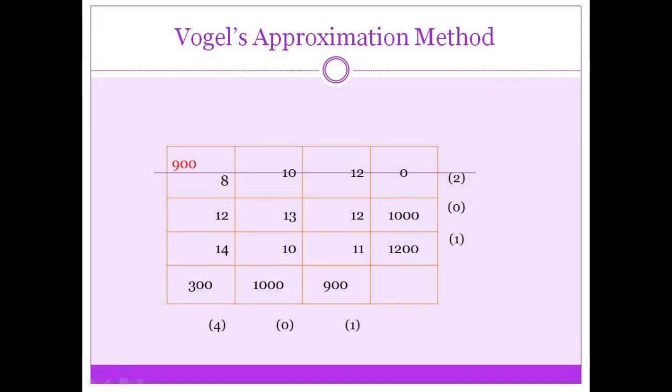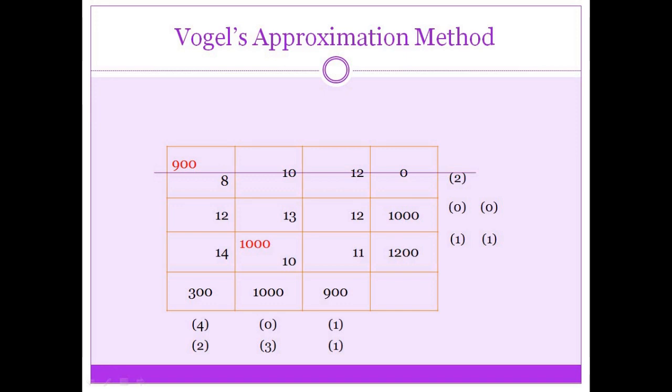Next, we again need to find the penalties for the remaining rows and columns. The highest among them is 3, corresponding to the second destination. In that column, the least cost corresponds to the cell (3,2). So, we are going to allocate this cell now. Again, by comparing the corresponding demand and supply, we may allocate 1000 units to it. The supply and the demand reduce to 200 and 0 respectively in the corresponding source and destination. After this allocation, the demand for the second destination becomes 0, so the second column can be struck out.